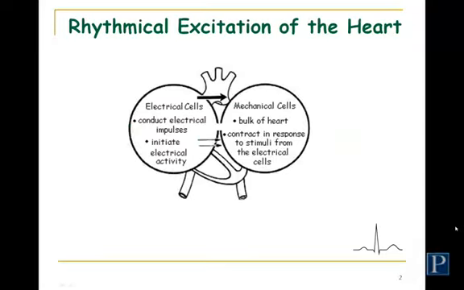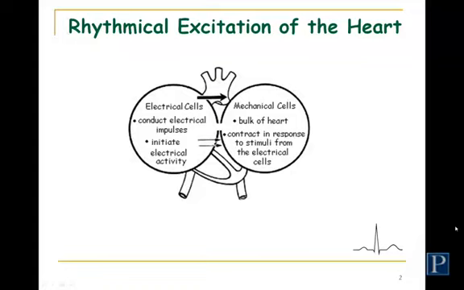When you look at the heart itself, the electrical cells, which are the ones we're going to be talking about today, are the cells that initiate the electrical activity. They will generate the action potentials. Then some of these electrical cells will conduct the electrical impulses from where we initiate the electrical activity throughout the atria and then throughout the ventricles and initiate the contraction of the myocardium, the cardiac muscle cells.